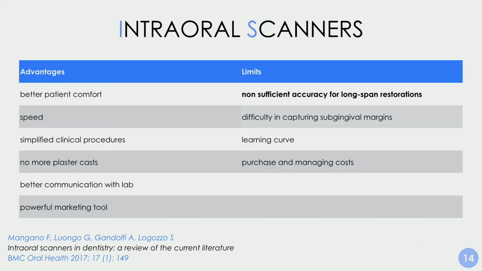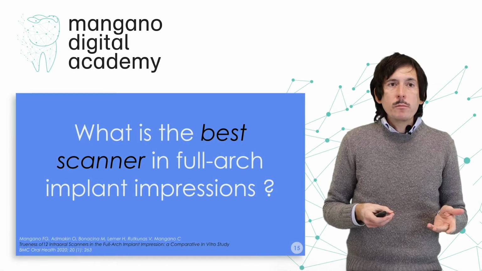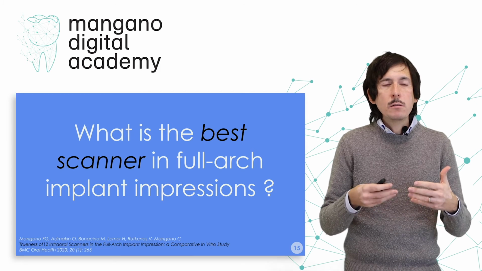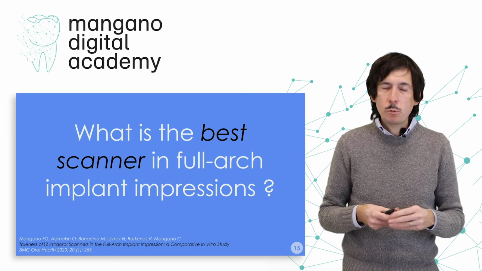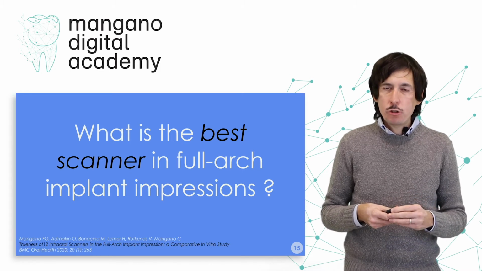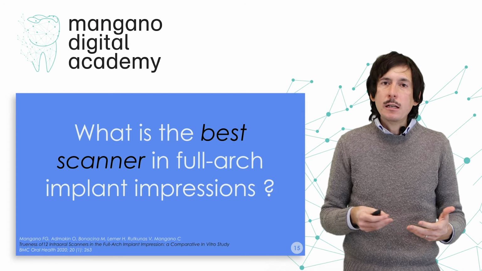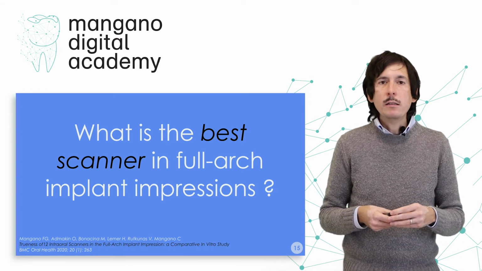And when we look at the literature, we see that the only problem with implant prosthodontics is related to the full arch, apparently, because most of the literature reviews say that intraoral scanners are not sufficiently accurate for capturing optical impressions for the fabrication of long span restorations such as full arches. And so my study, recently published in BMC Oral Health, the journal I'm editor in, had to deal with this very important aspect. What is the best scanner in full arch implant impression? Because intrinsically we know that the scanner is a factor. Intrinsically different scanners have different errors, as evidenced also by other studies in the literature.